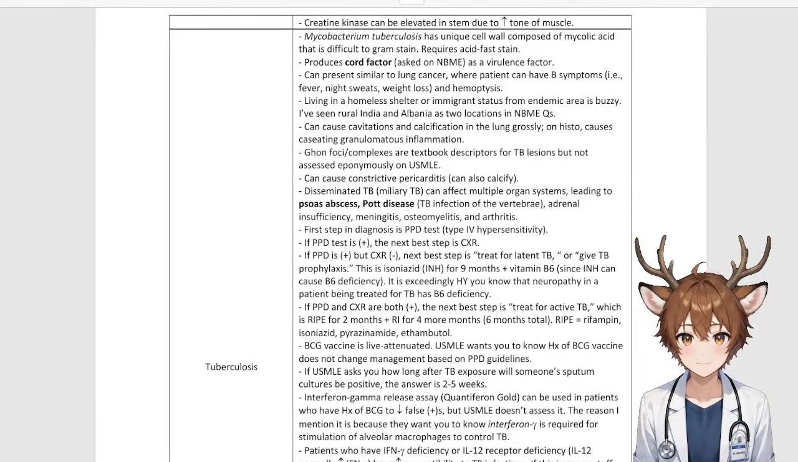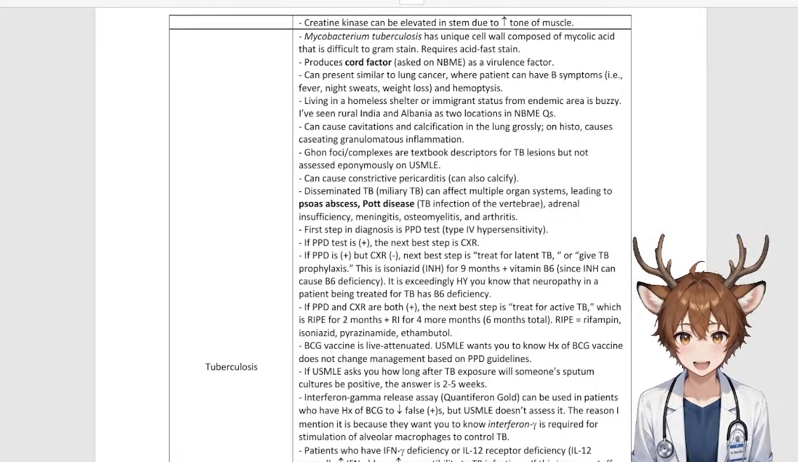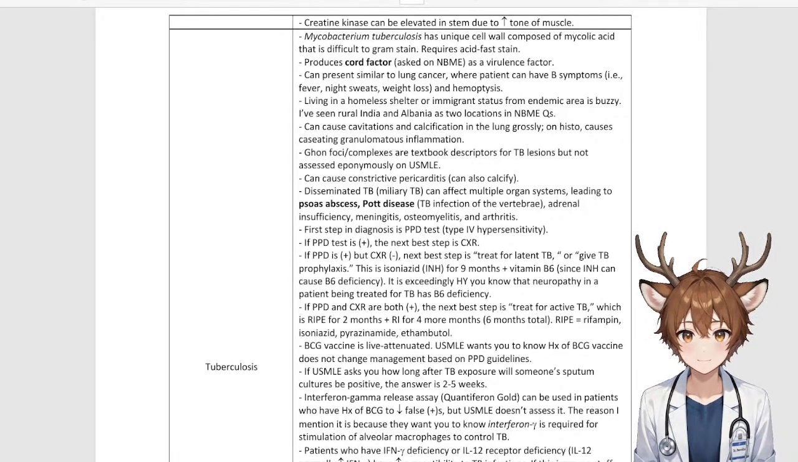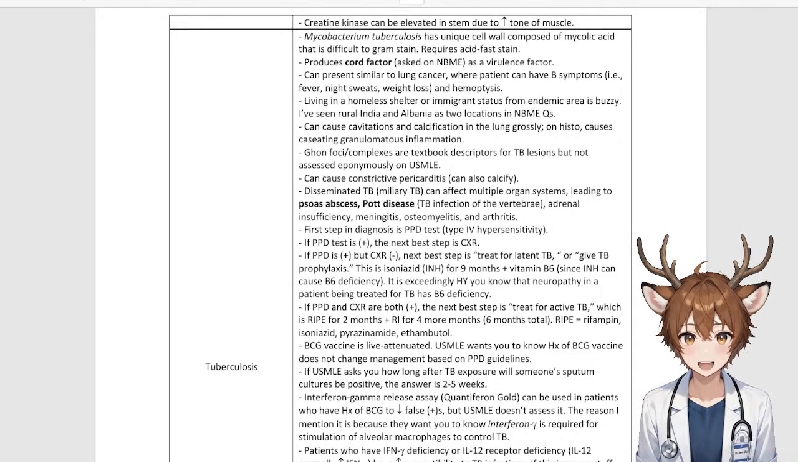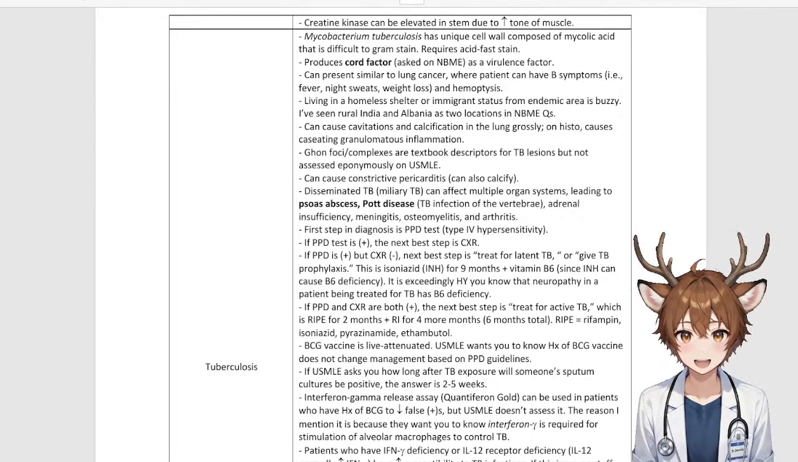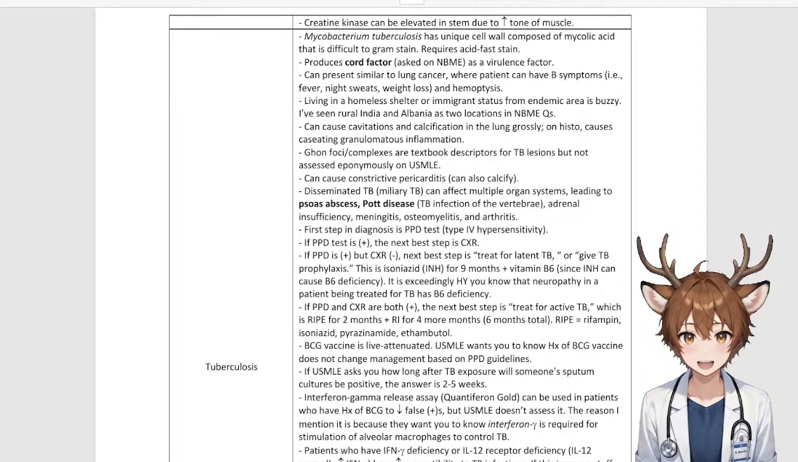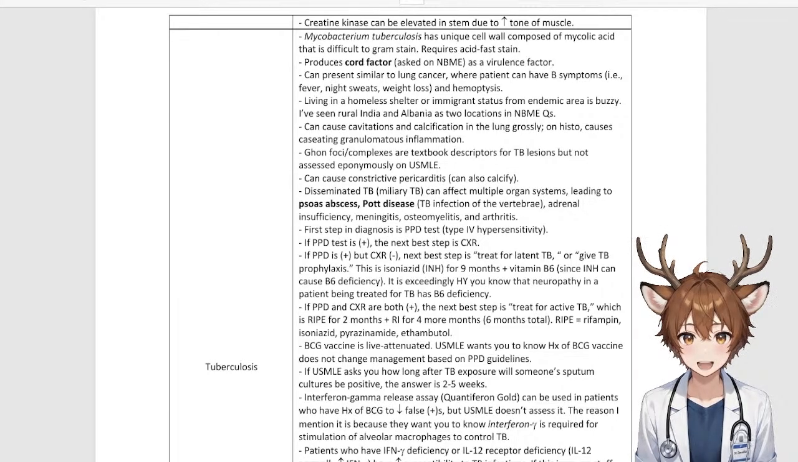Tuberculosis. Mycobacterium tuberculosis has a unique cell wall composed of mycolic acid that is difficult to Gram stain, requires acid-fast stain, and produces cord factor, as on the NBME, as a virulence factor. It can present similar to lung cancer, where the patient can have B symptoms, that is to say fever, night sweats, weight loss, and hemoptysis.